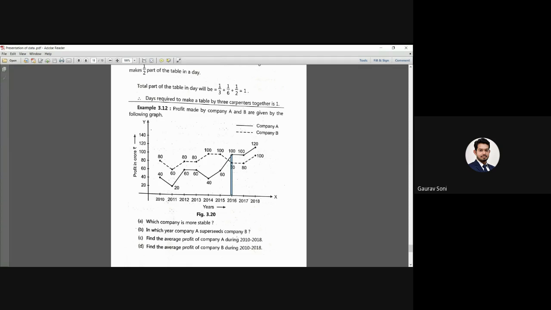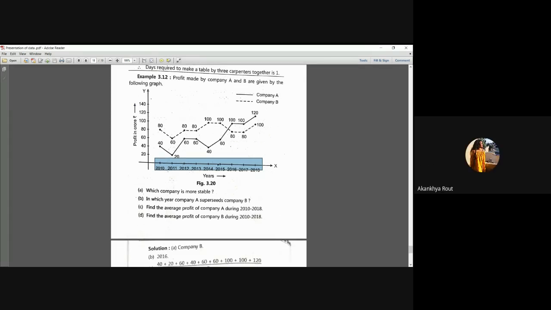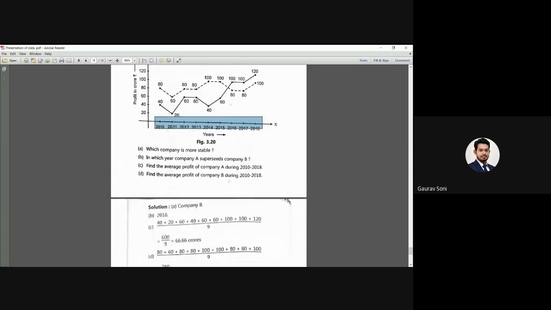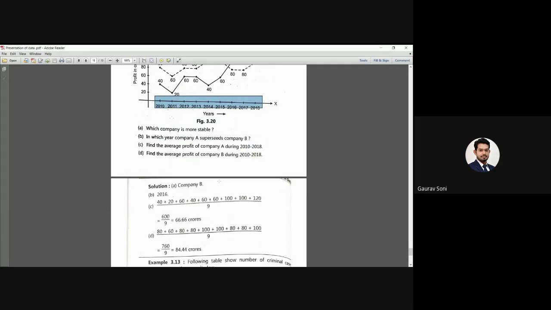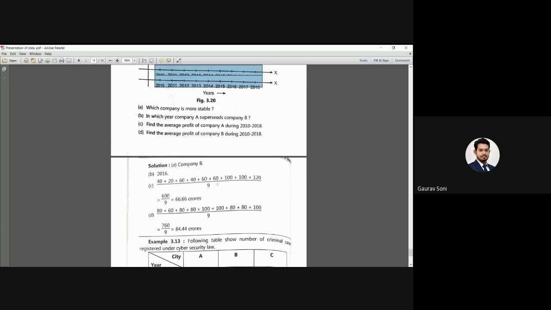Find the average profit of company A during the years 2010 to 18. What will you do in this case? We just need to find the average. So for company A, I'll look at this line: 40 plus 20 plus 60, 60 and so on. You add all the data and divide by the number of years, 9. Yes, sorry, 9. That's okay. Similarly, the average profit for company B can be found out, right? Let's go for another one.